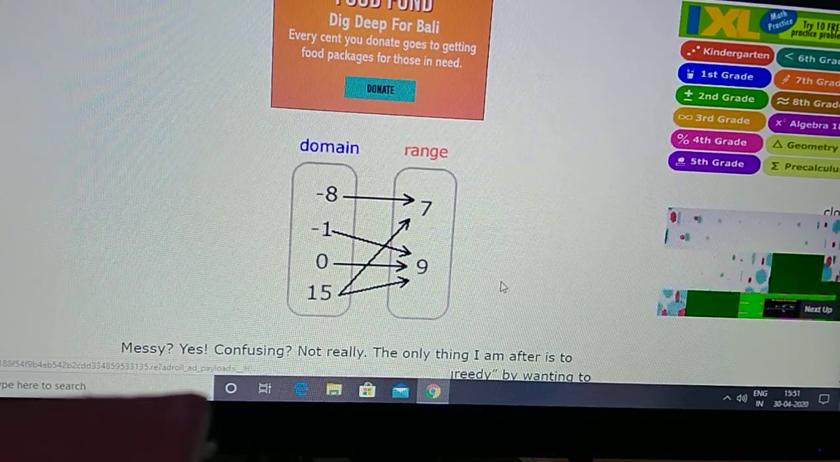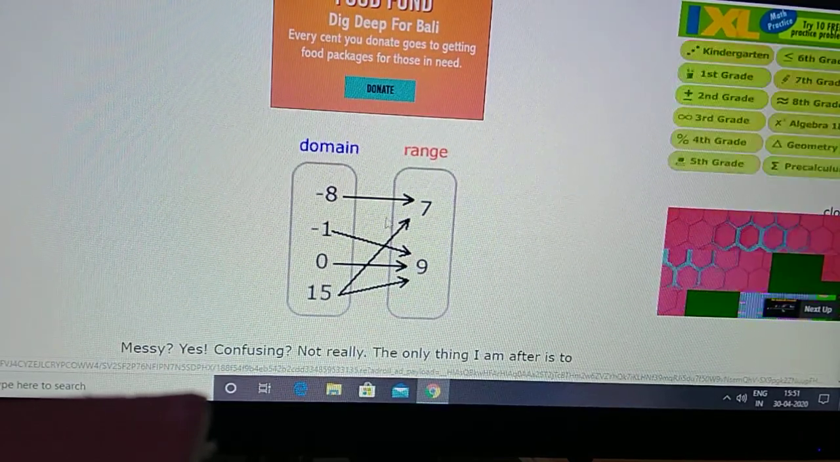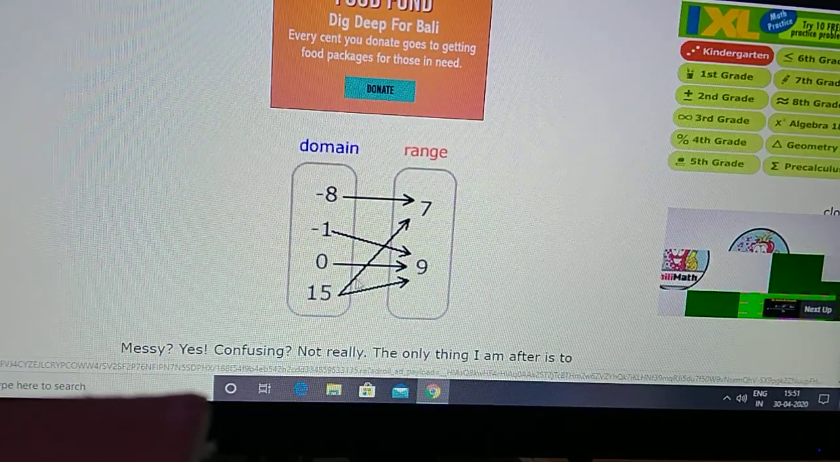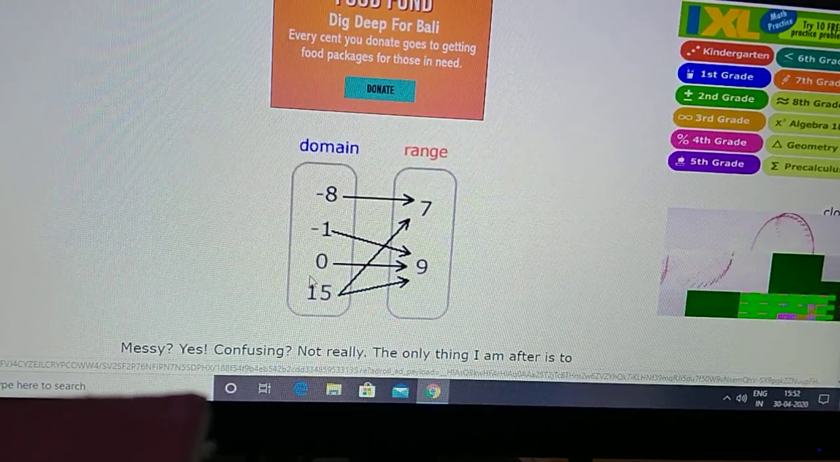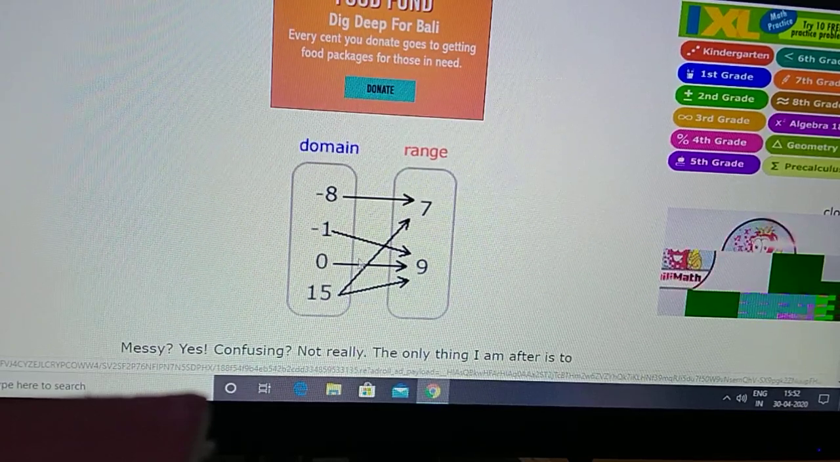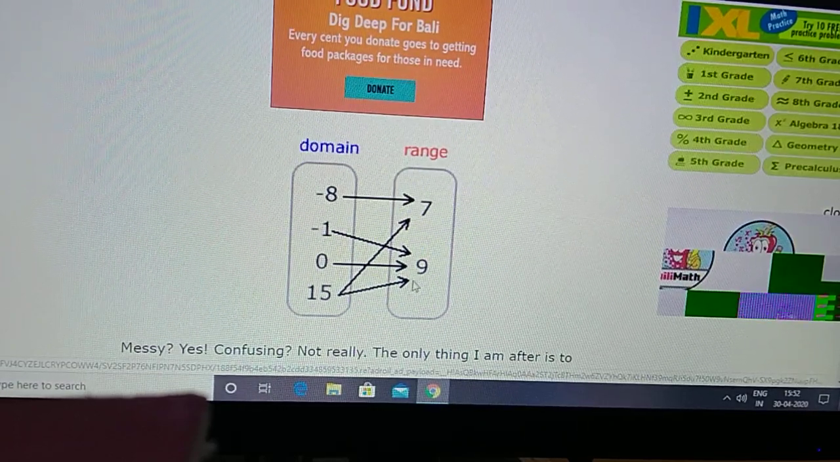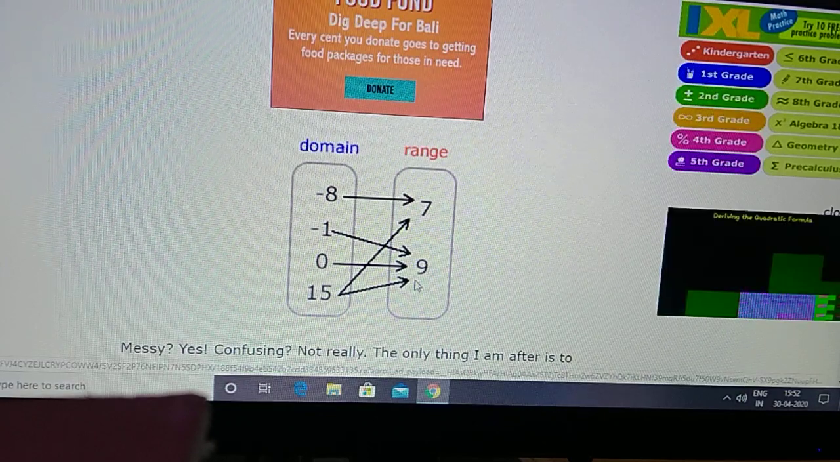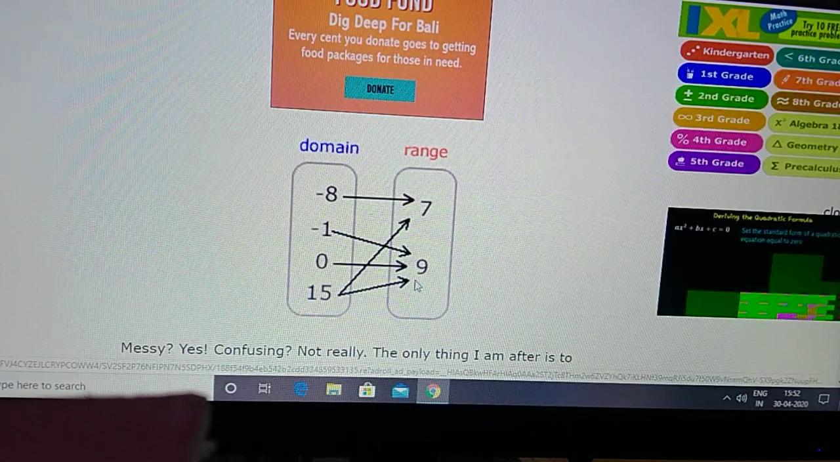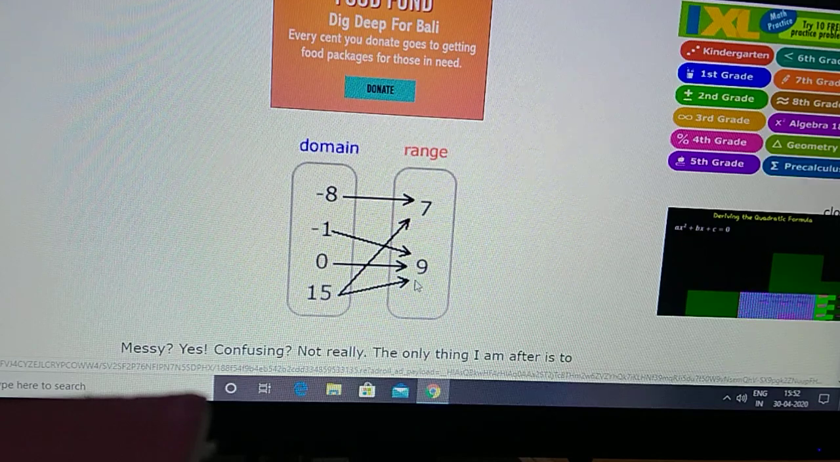Now we have another example: -8 and 7, -1 and 9, 0 and 1, 15 and 9. But look at the 15. 15 has a relation with 7, and 15 has a relation with 9. What do you think? Is it a function or not? Yes, it is not a function.